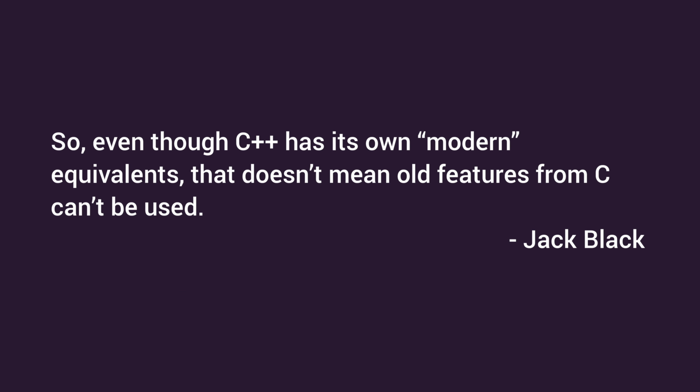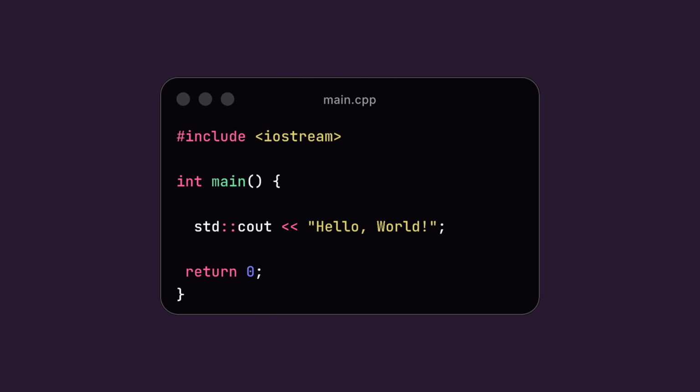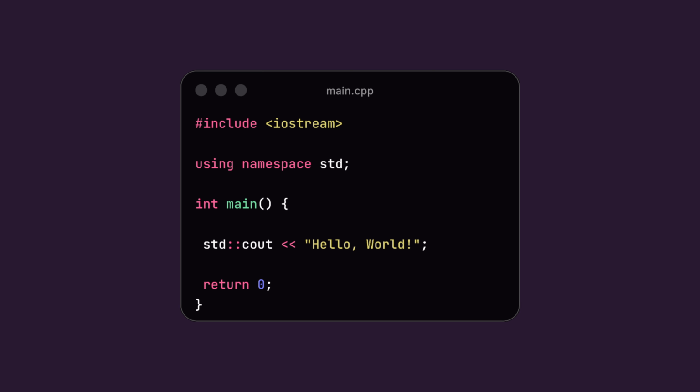So this means that even if C++ has newer equivalents for things in C, it doesn't mean the old features stop working. And it also doesn't mean you can only use one at a time. You can freely use both together if you want. In C++, if you don't want to write the namespace identifier every time, you can add at the top using namespace std. This allows you to use cout directly without writing std each time.